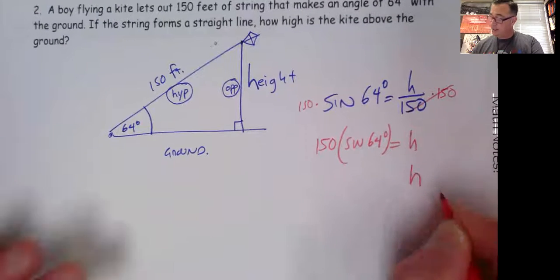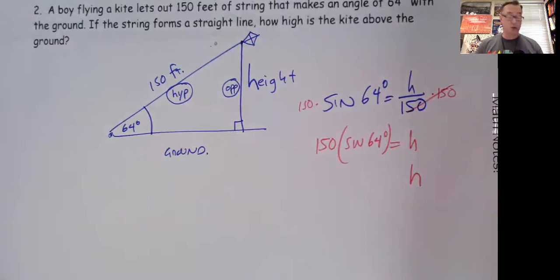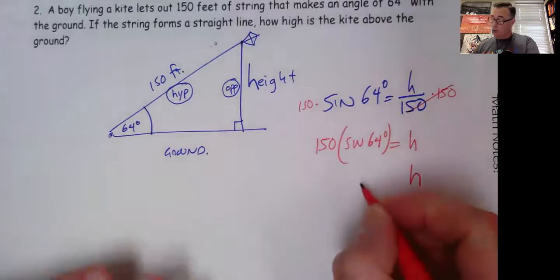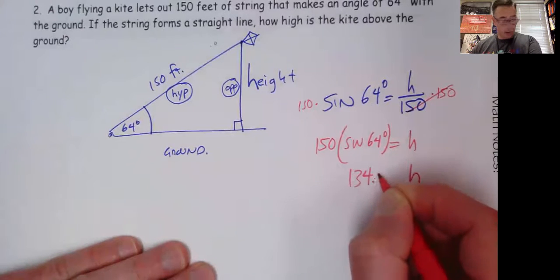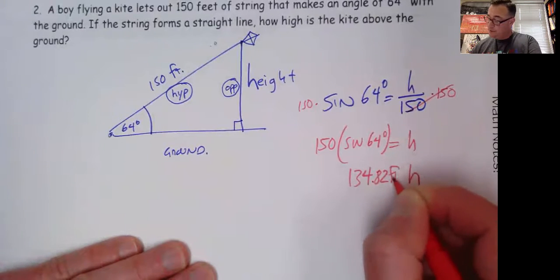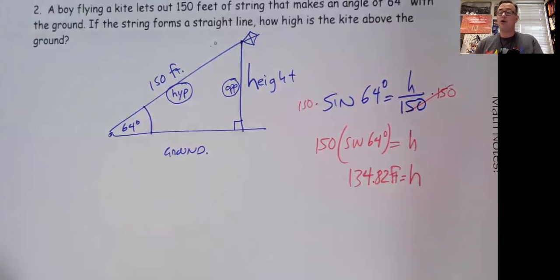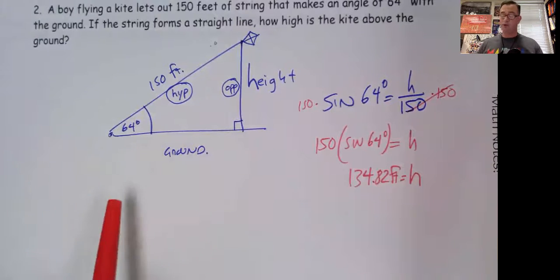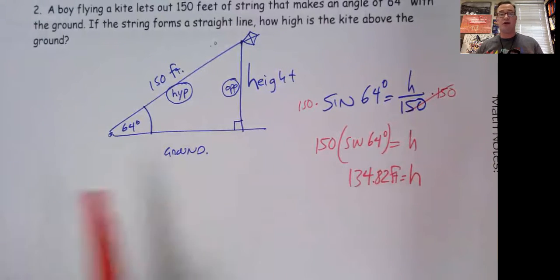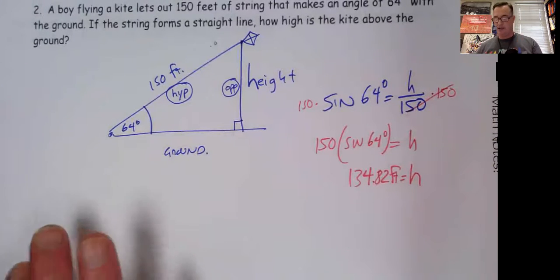Ready to plug into the calculator, and because we're talking about distance, this will be in terms of feet. So 150 times the sine of 64 is going to be 134.819, or 134.82 feet is equal to the height. So that's how we go about doing stuff like this. We're just finding one of them. You draw the triangle, you find out what your unknown is, you figure out which trig function is applied, and then you do that. This one was pretty easy because they did talk about it making an angle with the ground and a kite being above.